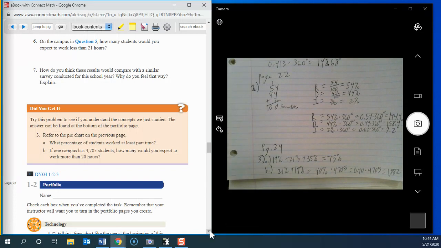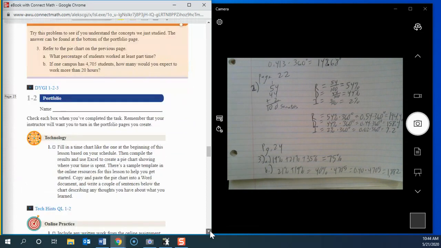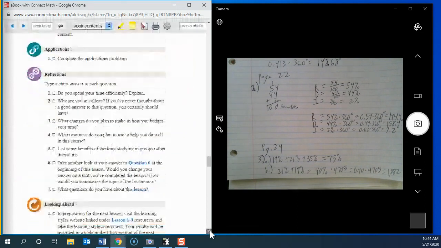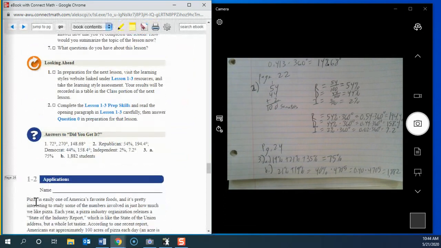Now, if we go here to the portfolio page, which just says that it has the answers, we could go down here, and this is on page 25, and it has all of the answers that we have. So that's a good way to check what you're doing.